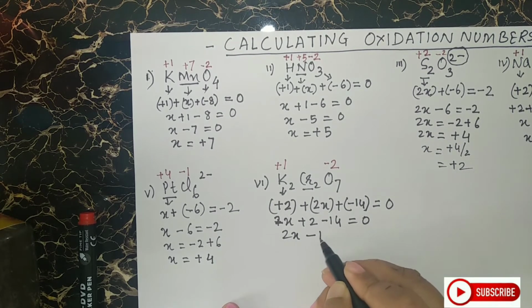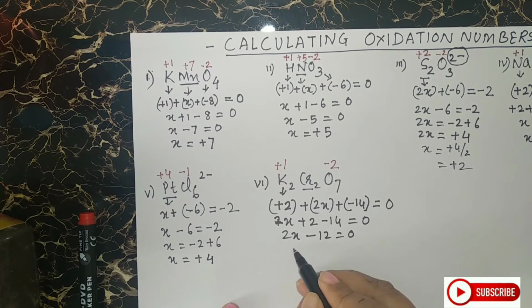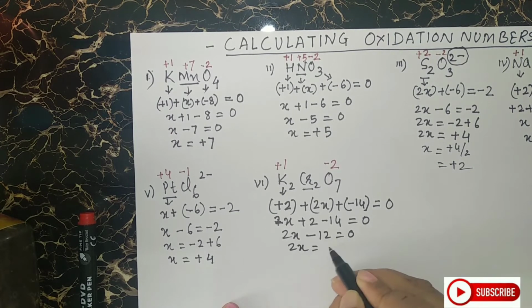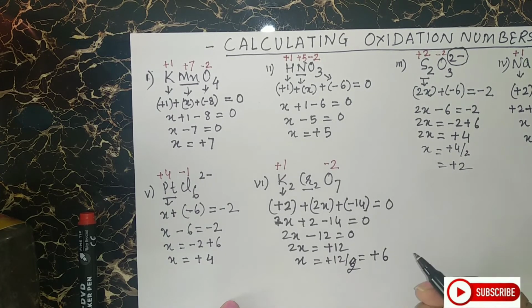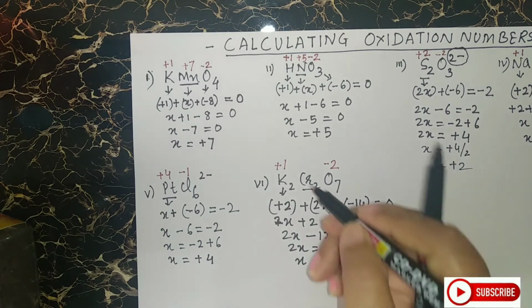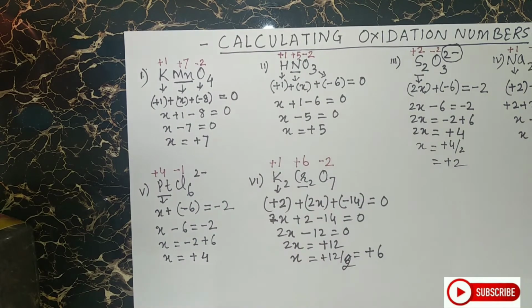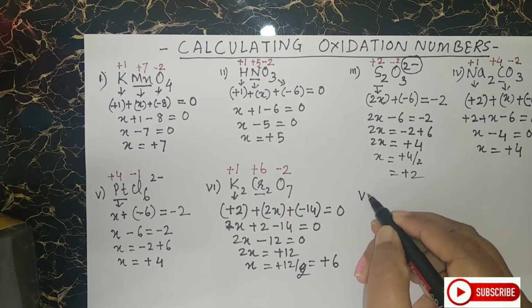2x minus 12 is 0. And if I solve, 2x is equal to plus 12. We calculate for a single atom, so this will be plus 12 by 2, so 6. So the oxidation state here is plus 6 for chromium in potassium dichromate. Let us see the next example.